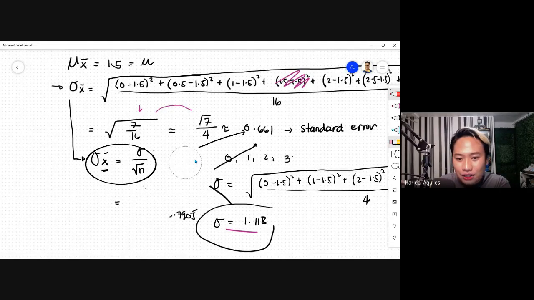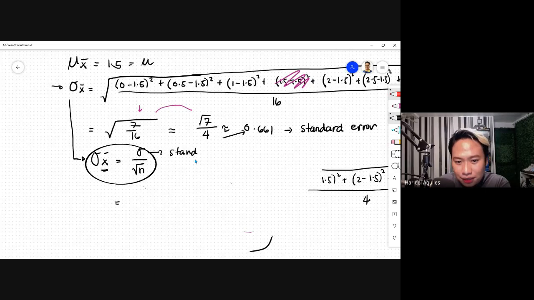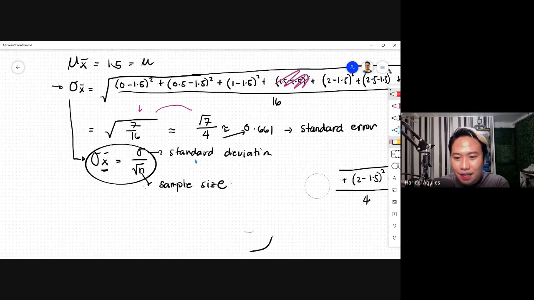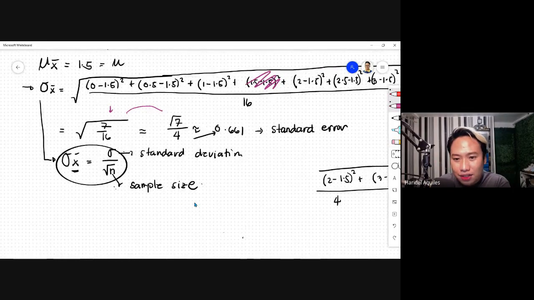Let's define where the answer is, or what is above. What is above, guys, is the standard deviation. What is below is the sample size. Take note of that. That is the key. You should also get this answer when you solve: 0.661, which is the standard error.